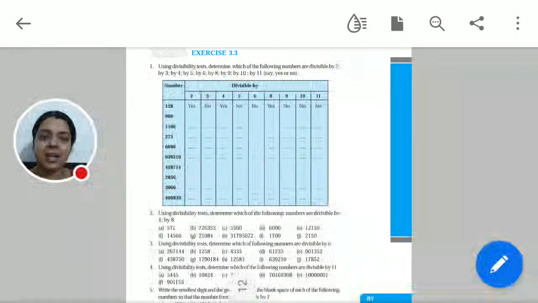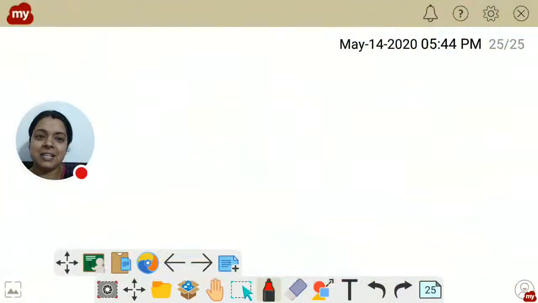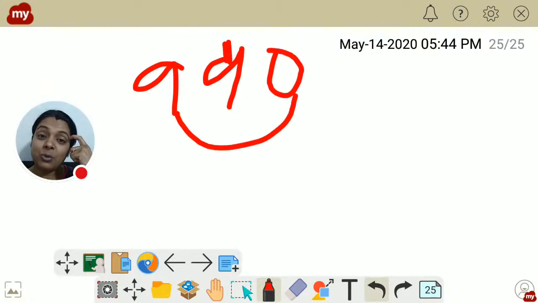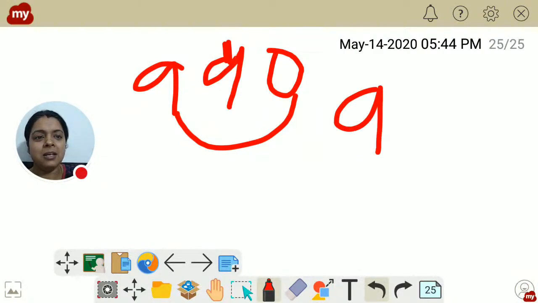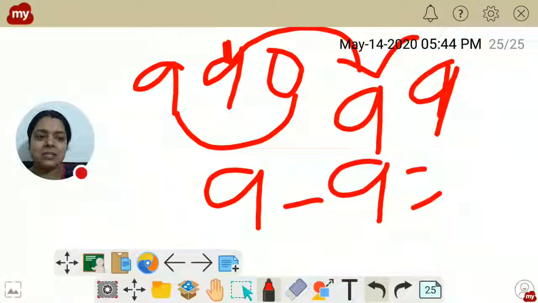So 10, 11. Now the turn comes for 11. Let's see what happens. The number given is 990. What did I do? Odd place together, even place together. So in the even place, only one number is there. Odd place, 9 plus 0 comes 9. And this comes 9, right? Odd place also 9, even place also 9. 9 minus 9 is 0.